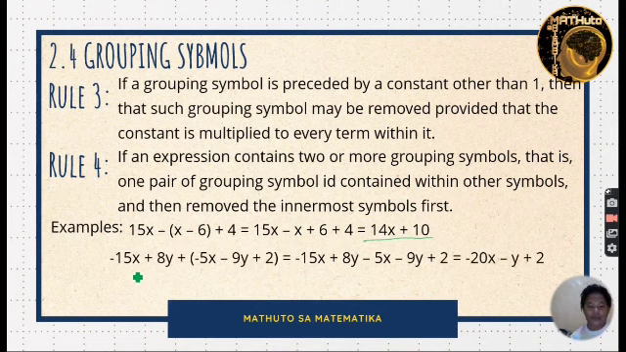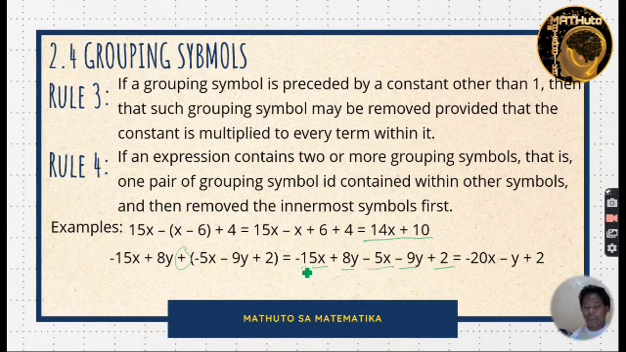And another one, we have negative 15x plus 8y plus the quantity negative 5x minus 9y plus 2. Following rule 1, since positive po, plus sign po yung sign before the grouping symbol, so just remove it and copy yung ating mga terms inside the parentheses po. Negative 15x plus 8y minus 5x minus 9y plus 2.